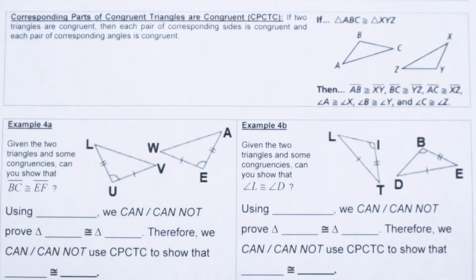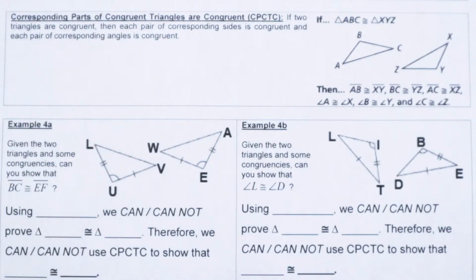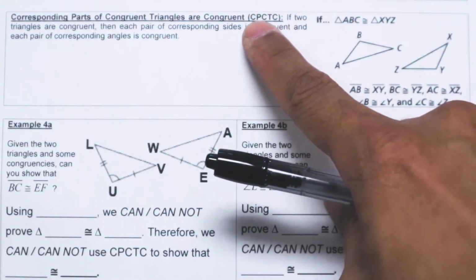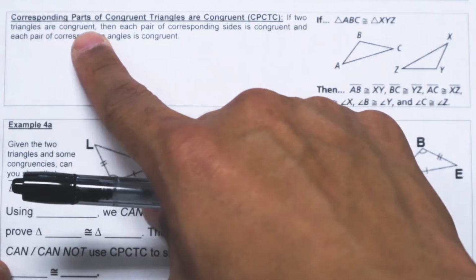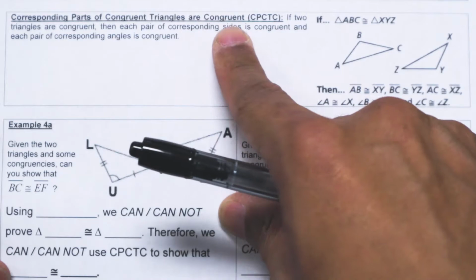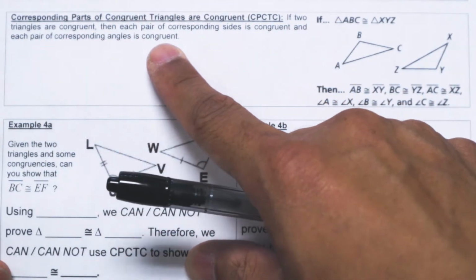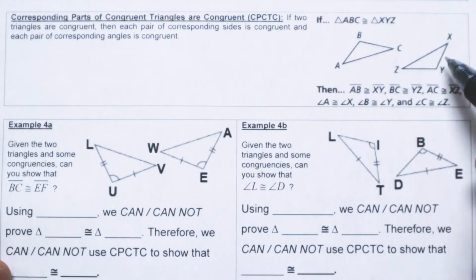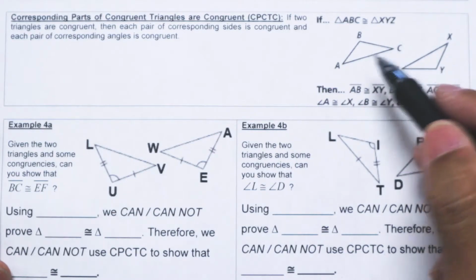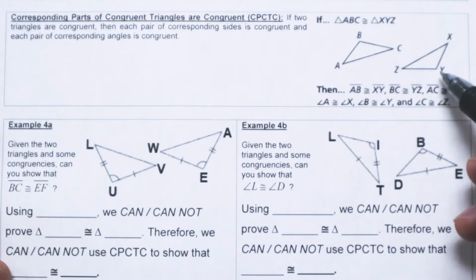Well, the next thing you're going to learn is something called corresponding parts of congruent triangles are congruent. It is abbreviated as CPCTC. It says that if 2 triangles are congruent, then each pair of corresponding sides is congruent and each pair of corresponding angles is congruent as well. So if you could show that these two triangles are exactly the same, don't you agree that everything that is part of them is going to be the same? That means this side must be equal to this side.